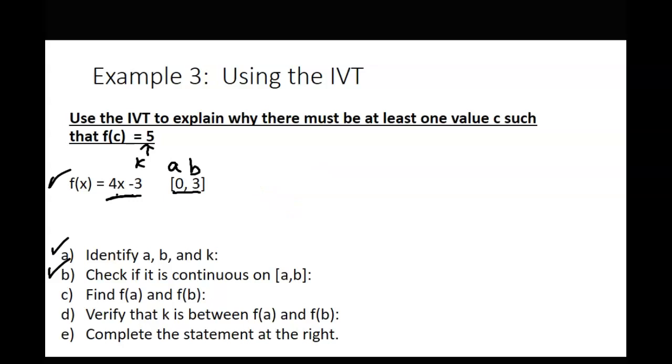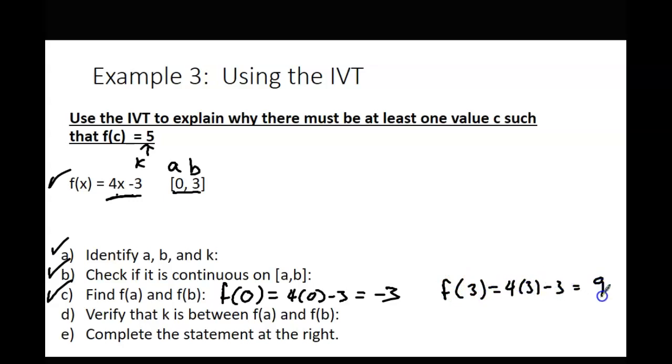All right. Now we got to find f of a and f of b. How do I do that? Plug them in. So what's f of a? F of a is f of 0, right? And f of 0 is 4 times 0 minus 3, which is negative 3. Now let's do f of b, which is f of 3, and that's 4 times 3 minus 3, which is 9. So here's my f of a and f of b. Check. So now I know my y values are going from negative 3 to 9. Is 5 somewhere in there? There you go.